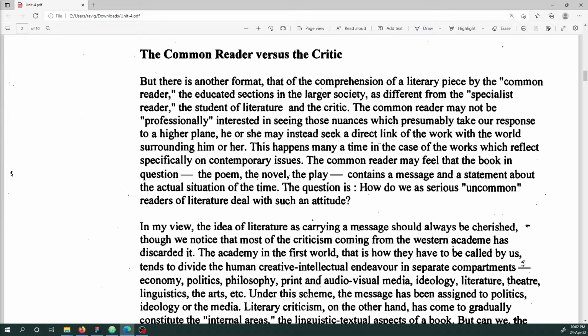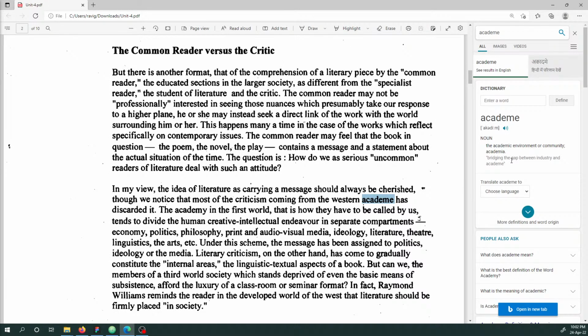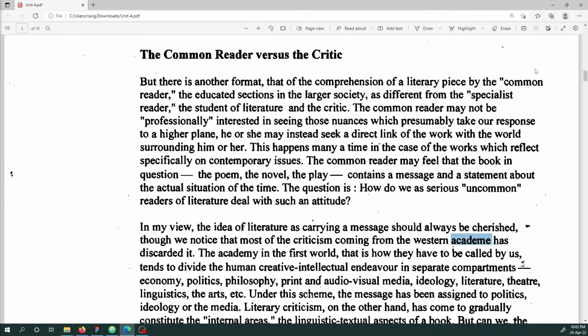though we notice that most of the criticism coming from the Western academy, I think I have to read this. I think there is some mistake, or I would have to just check for it. Okay, this is a word: academe. Okay, academy, academe. Okay, fine. So we'll read this again.